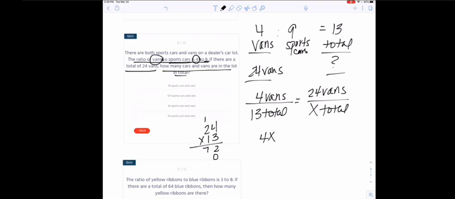Carry the 1. 3 times 2 is 6, plus 1 is 7. 1 times 4 is 4. 1 times 2 is 2. Now we add them up. 2, 11, carry the 1, 312.